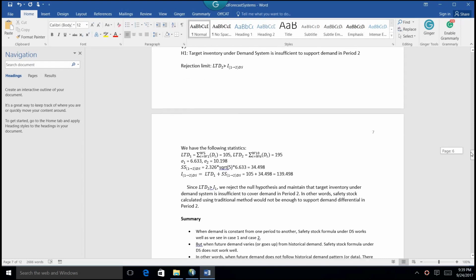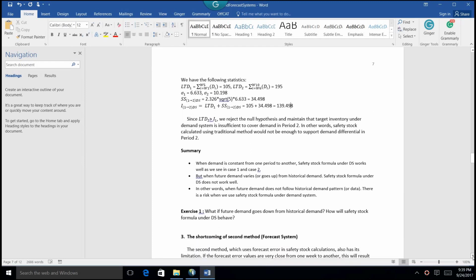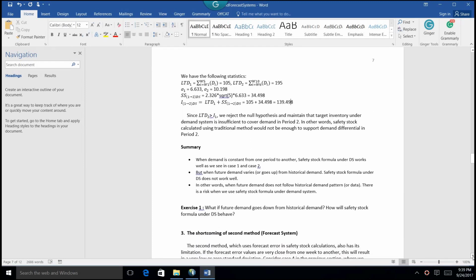Same finding as we see in case number 3. So your inventory is not enough to support demand for period 2. This means you need to reject the null hypothesis and maintain that your target inventory is not enough. So you need to have a higher amount of safety stock to safeguard those situations for period 2.